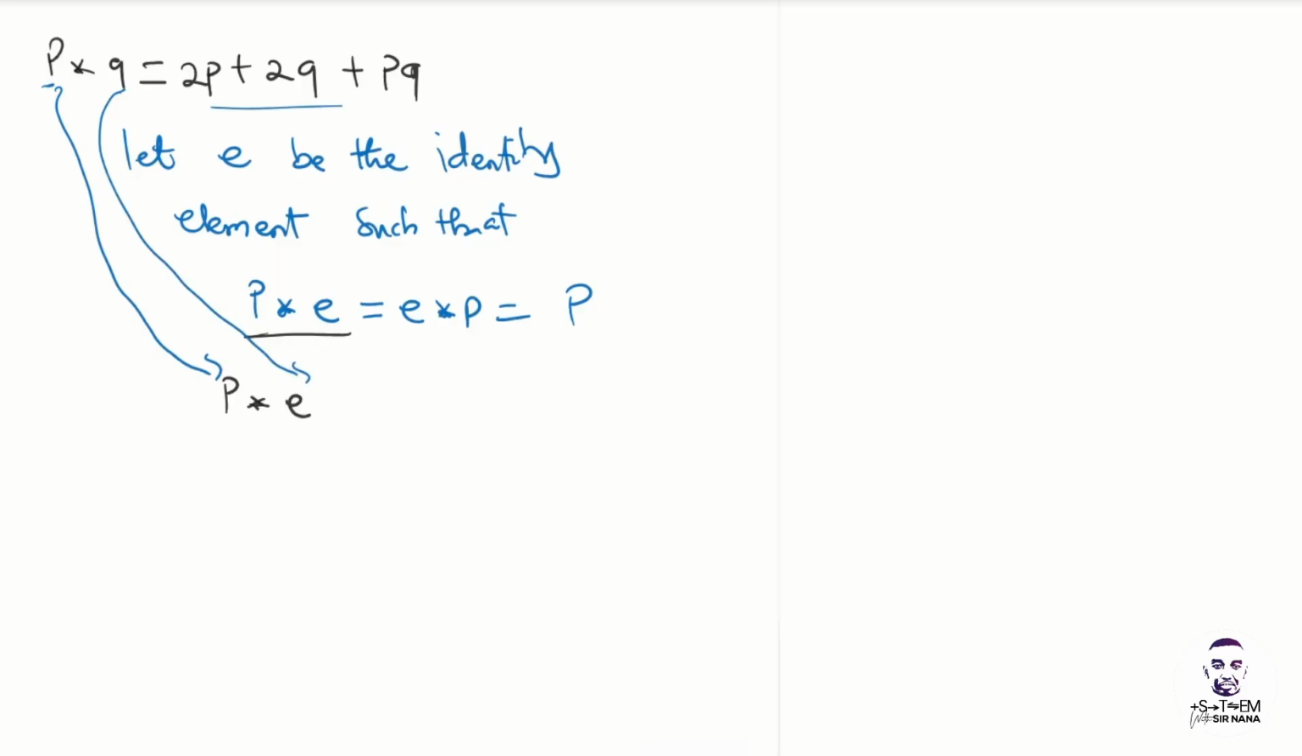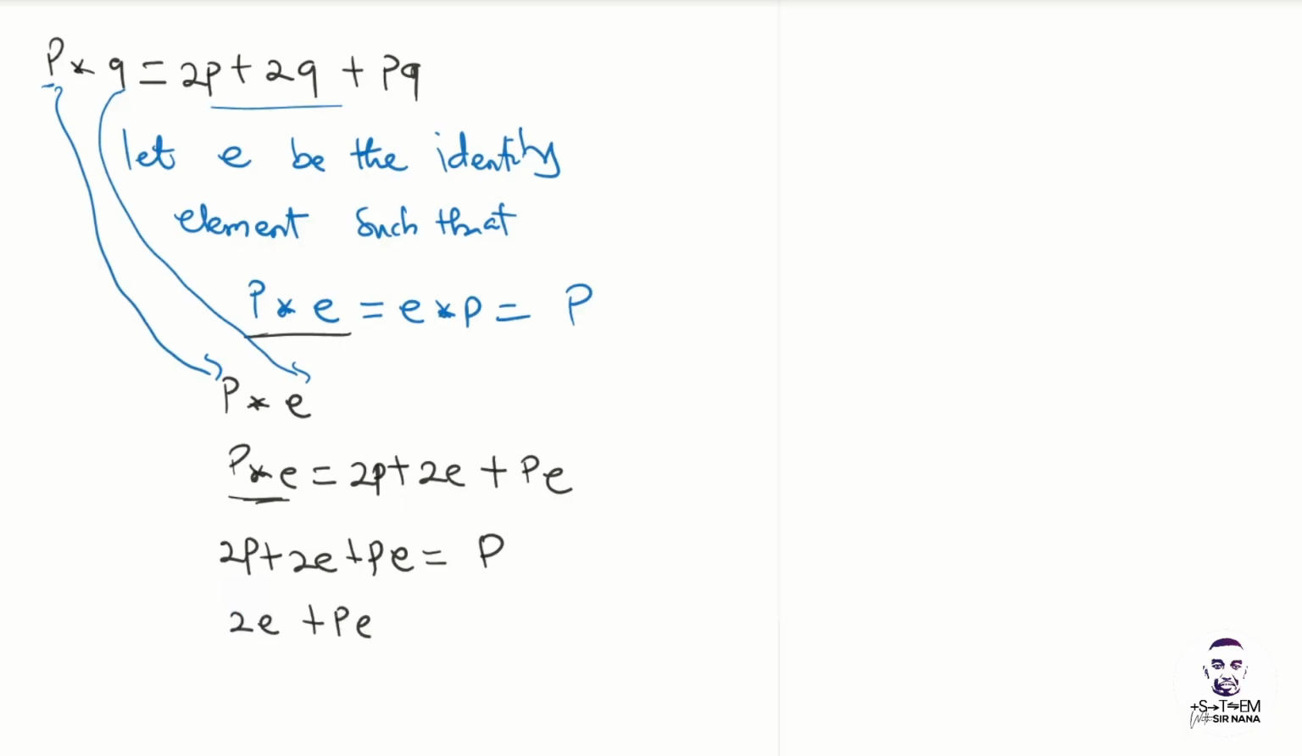So p operation e will be equal to 2p plus 2e plus pe. From the definition of the identity element, that should be equal to p. So 2p plus 2e plus pe, which stands for p operation e, should be equal to p. Now we can group like terms, leaving all the e at one side. So we have 2e plus pe, then we move the 2p to the other side, so it becomes p minus 2p.